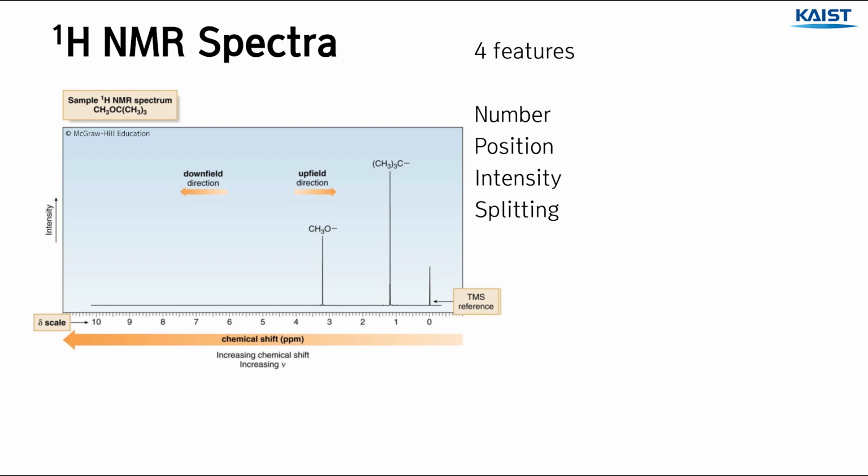So, with those four features of proton NMR, number, position, intensity, and splitting of peaks, we can find out the connectivity of elements, which leads to the structures of molecules. I hope you can easily find out the structure using NMR spectroscopy.